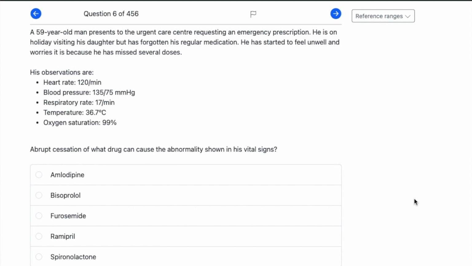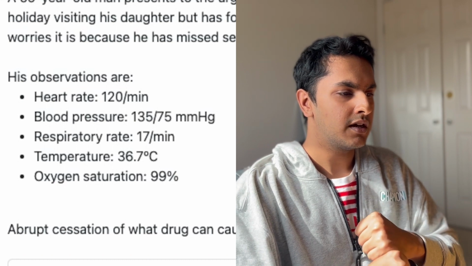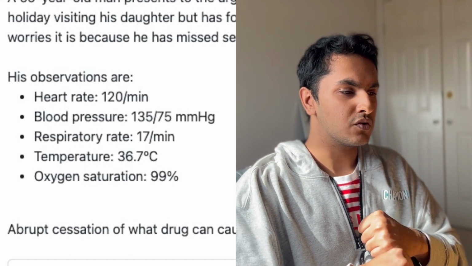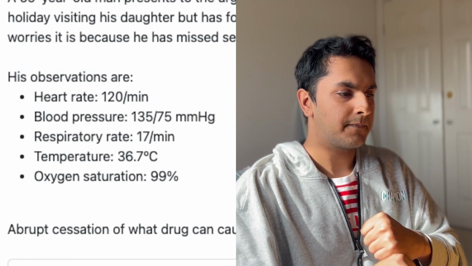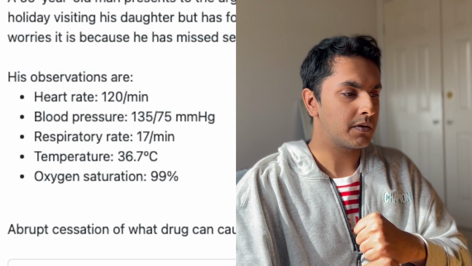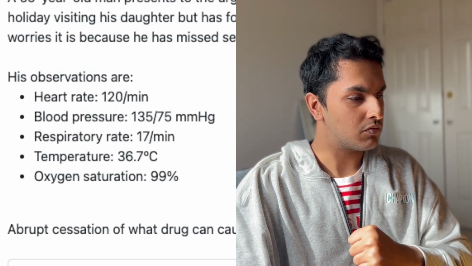A 59-year-old man presents to an urgent care center requesting an emergency prescription. He's on holiday visiting his daughter and has forgotten his regular medication. He started to feel unwell and worries it is because he's missed several doses. His obs: heart rate is elevated, so it should be between 60 and 100. Blood pressure is normal. Respiratory rate is normal, so that should be between 12 and 20 breaths per minute. Temperature is normal. Oxygen saturation is normal.